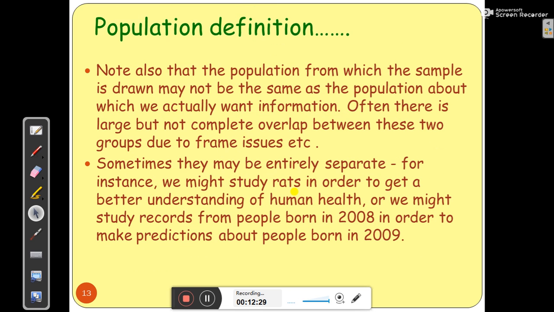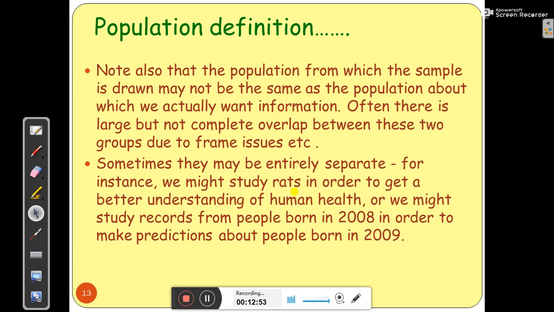Note also that the population from which the sample is drawn may not be the same as the population about which we actually want information. Often there is a large but not complete overlap between these two groups due to frame issues. Sometimes they may be entirely separate. For instance, we might study rats in order to get a better understanding of human health.